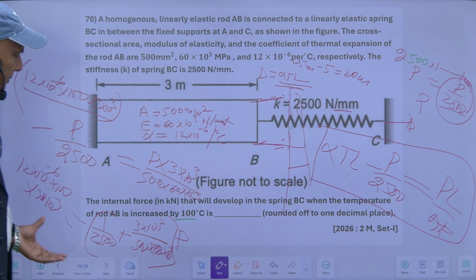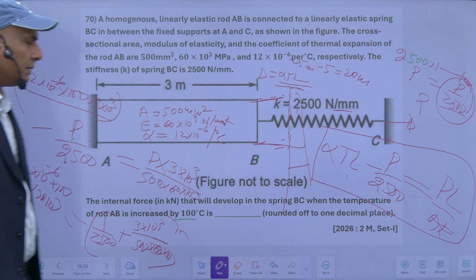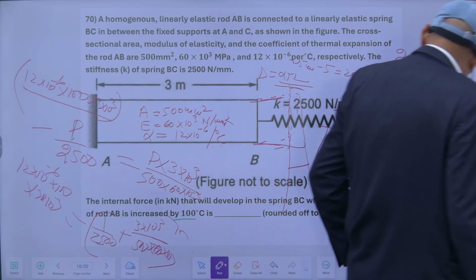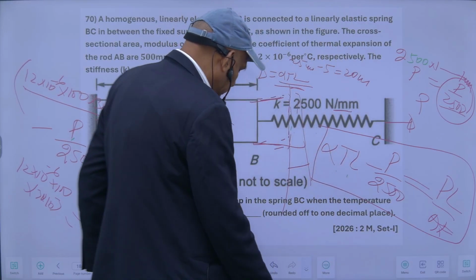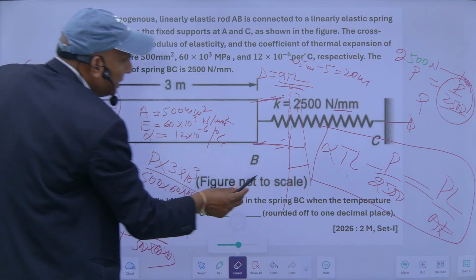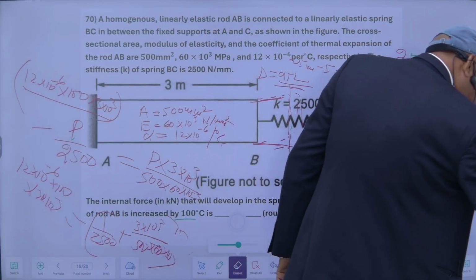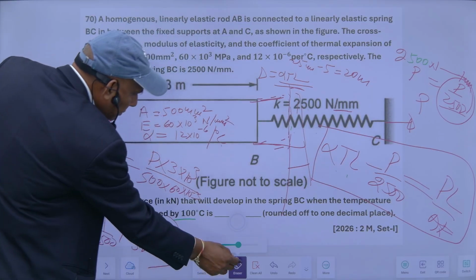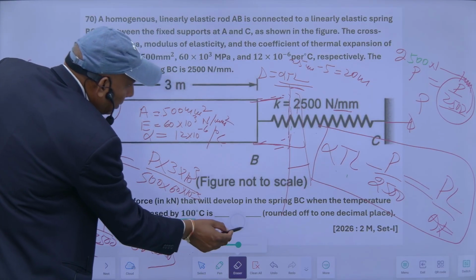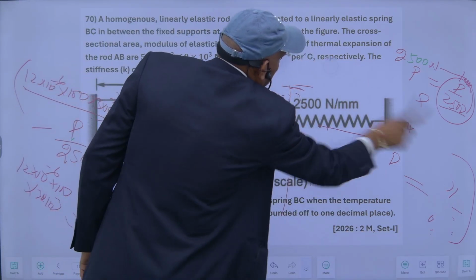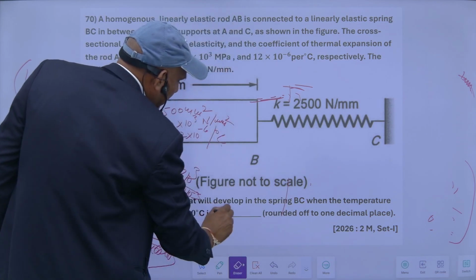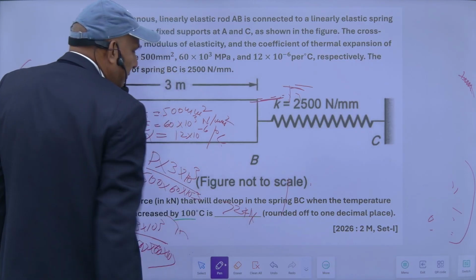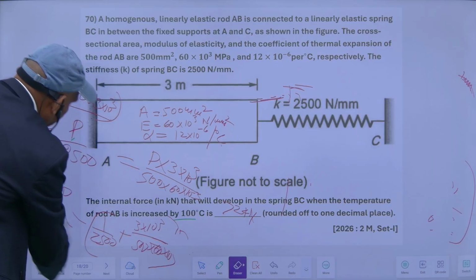So from this equation we can find the value of P, and the value of P will be 72 kilonewton, the value of the force. So the free body diagram will be like this. I am making the free body diagram.